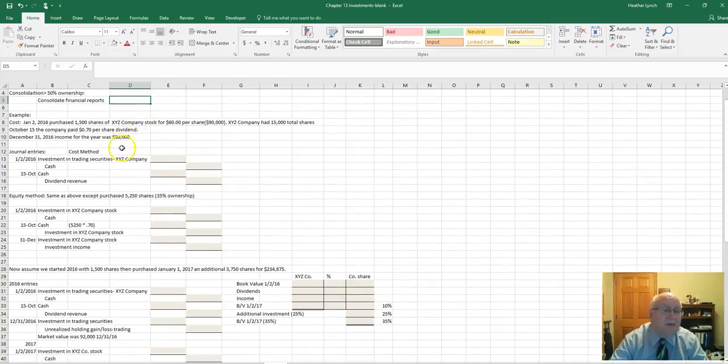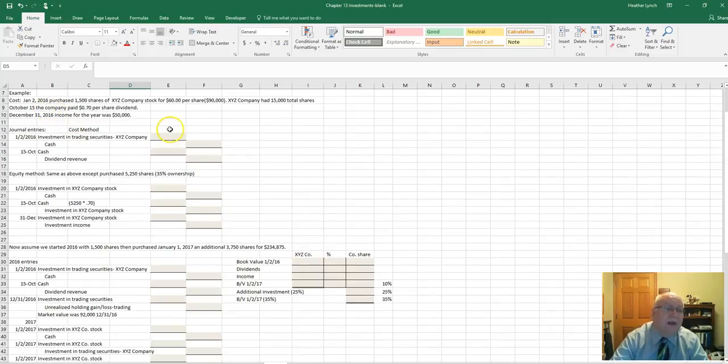Okay, so the first one we have is the cost method. January 2nd, 2016, we purchased 1,500 shares of XYZ Company at $60 a share. XYZ Company had a total of 15,000 shares outstanding, and so we purchased 10% of it. The company paid dividends on October 15th of 70 cents a share, and income was $50,000 for the year.